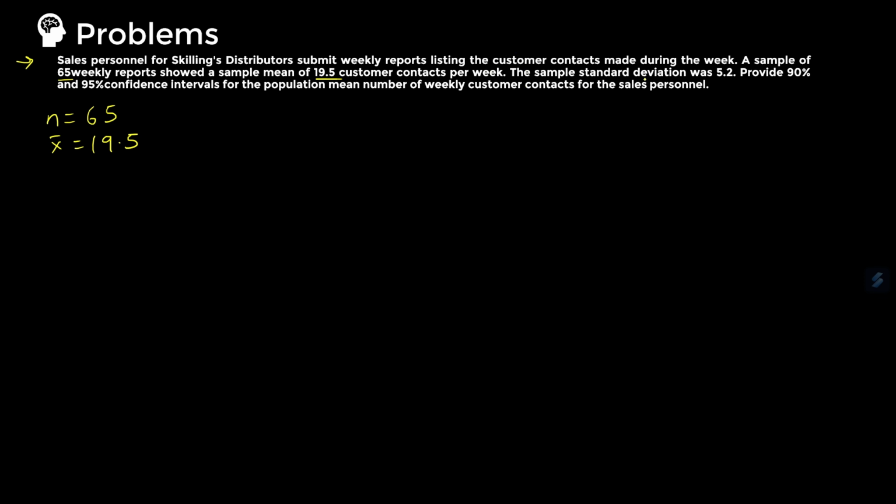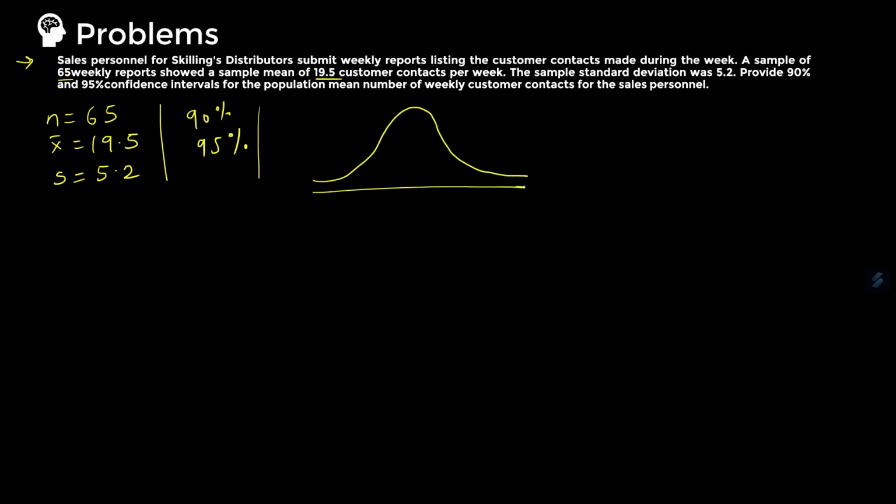Then it is saying that the sample standard deviation. Note the term, which is sample standard deviation, which is given to us as 5.2. Provide 90% and 95% confidence intervals for the population mean number of weekly customer contacts for the sales personnel. So these are our confidence levels, and it is asking us to provide the margin of error or the interval estimation for both of these parameters. Let's take A case as 90 and B as 95.